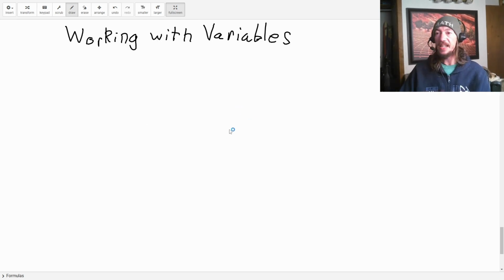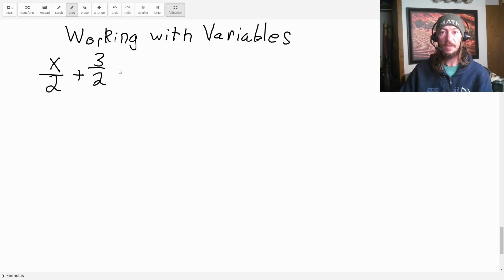All right, let's take a look at working with fractions containing variables and in equations. So in general, working with variables, we just apply the same rules. So if we have a common denominator with a variable, x over 2 plus 3 over 2, well, that's just going to be x plus 3 over 2. Just remember your rules for combining like terms.